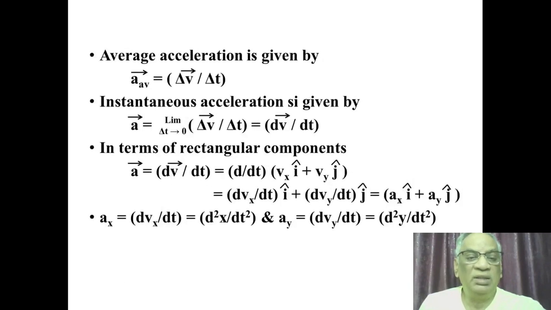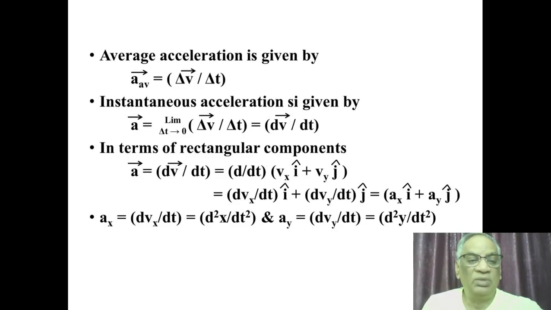Average acceleration is given by a average is equal to delta v by delta t, again following the same steps as the average velocity and instantaneous velocity procedure. Instantaneous acceleration is given by a bar is equal to limit delta t tends to 0 of delta v by delta t, that is dv bar by dt.